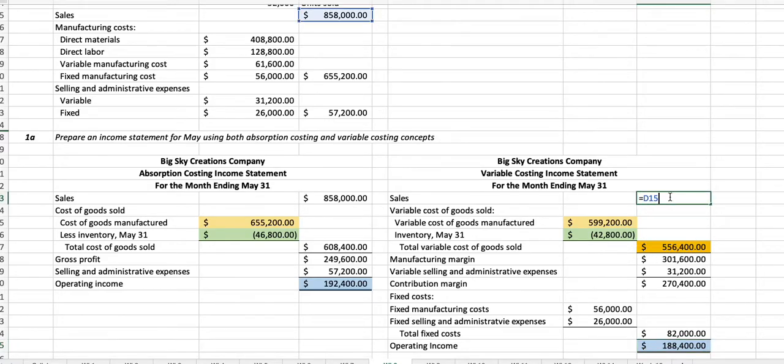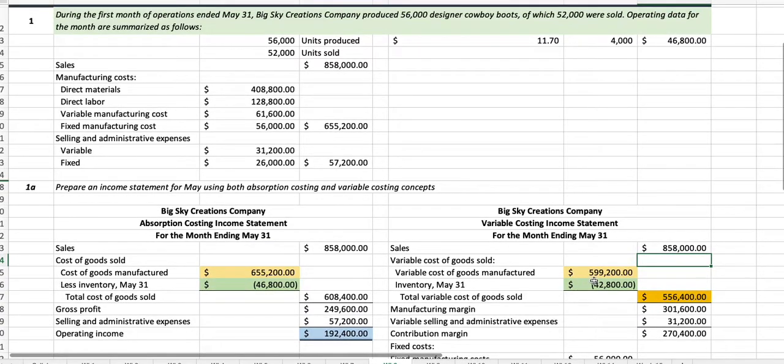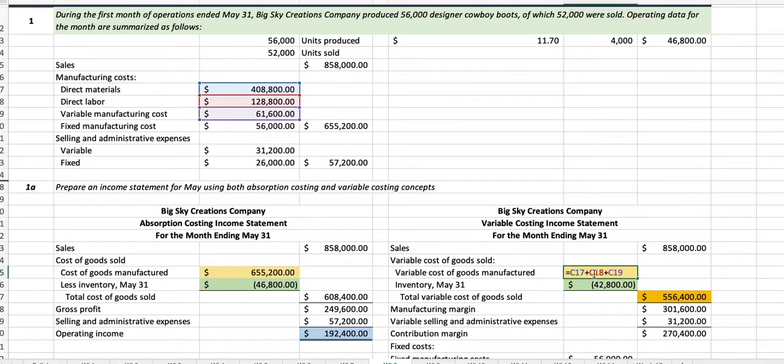Starting at sales, we know where we got that data from. But what about our variable cost of goods sold? With the variable cost of goods sold, I only want to pick up the variable pieces, which are my direct materials, my direct labor, and my variable manufacturing costs. So my cost of goods sold starts with the variable cost of goods manufactured. I now want to pull out my inventory for May. So my inventory, you can even tell that my inventory is different than my absorption costing.